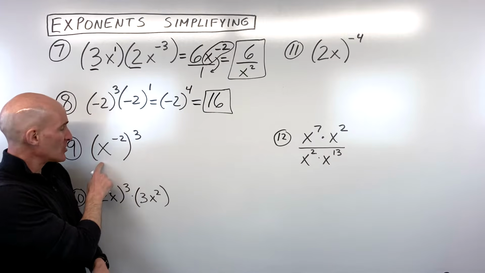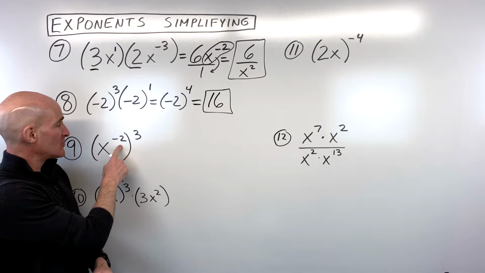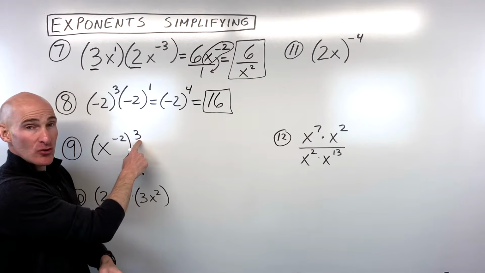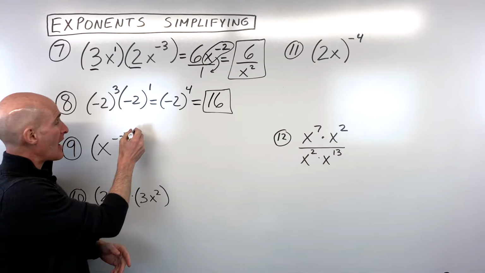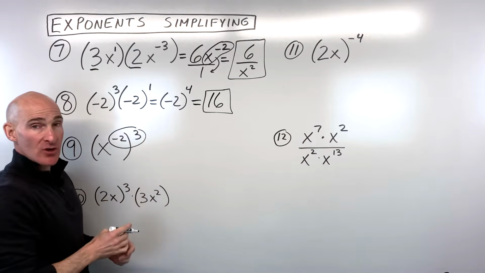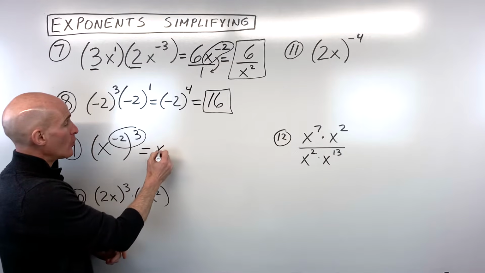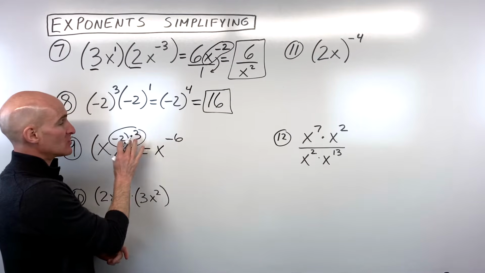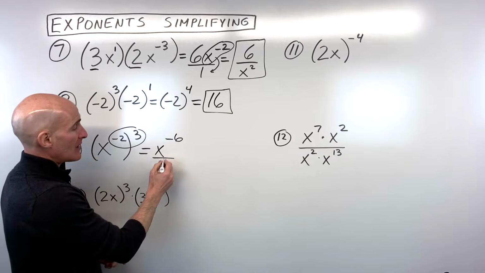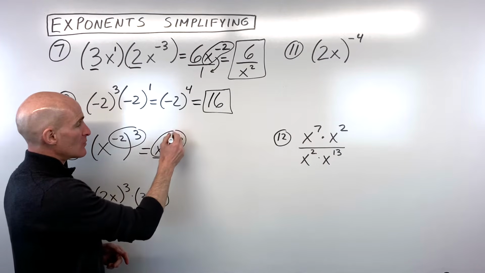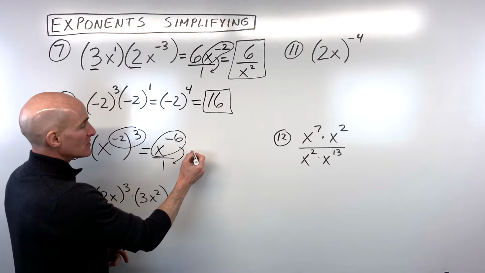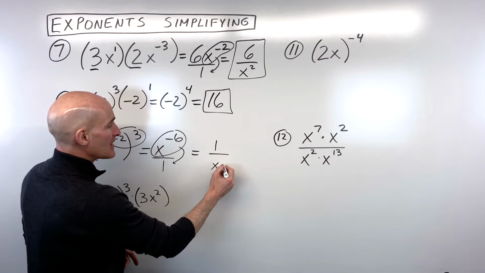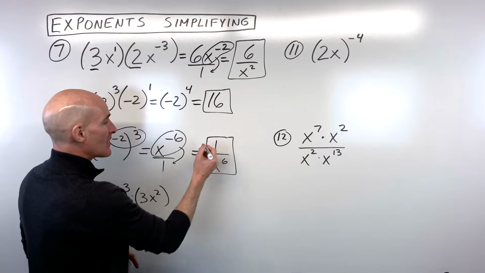Okay, for number 9, what did you get for this one? X to the negative 2, the quantity cubed. Remember, when you have a power to a power, an exponent raised to another exponent, what do we do? We multiply, so negative 2 times 3 is negative 6, and we don't want that negative exponent, so we can move it to the other side of the fraction and make it a positive exponent. And you got that one.